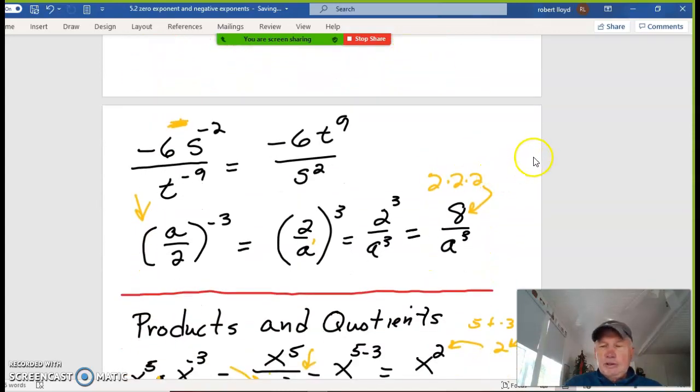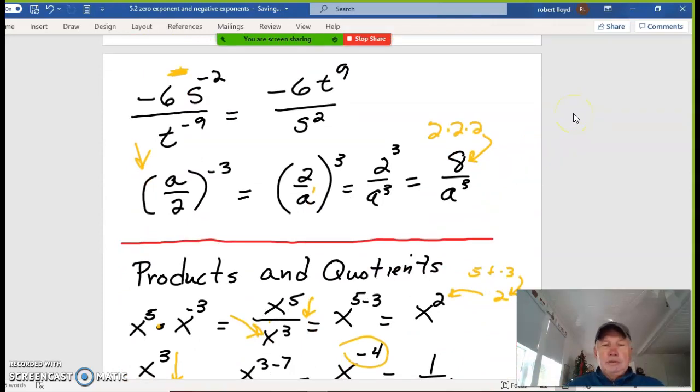We're moving into the next section here. We have negative 6s to the negative 2 divided by t to the negative 9. Notice that this is the sign of the number, nothing to do with an exponent. So the negative 6 stays in the same position. But the t to the negative 9 has to be moved up to make that positive, and the s to the negative 2 has to go down to make that positive.